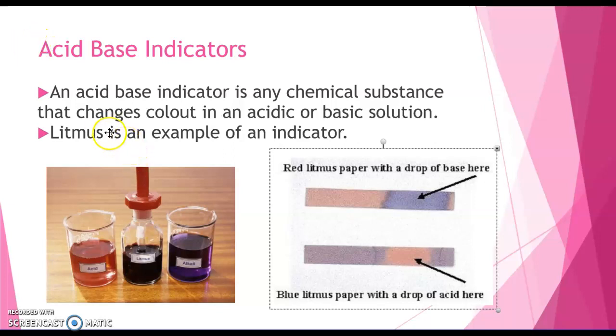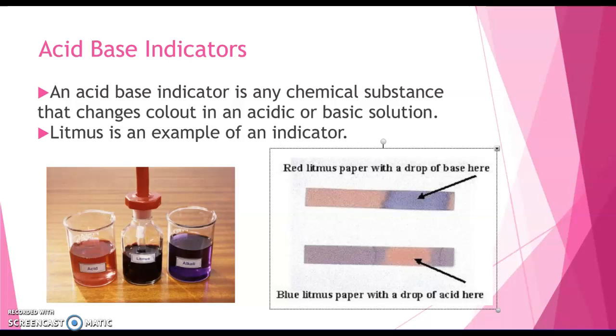This is a really important unit or topic, I'd say, for next year in Chem 30 because you need to know how to use these indicators and how to read the results they give you. So an acid-base indicator is a chemical substance that essentially will change color when something is acidic or basic to give you a little bit of an idea of what the pH is.